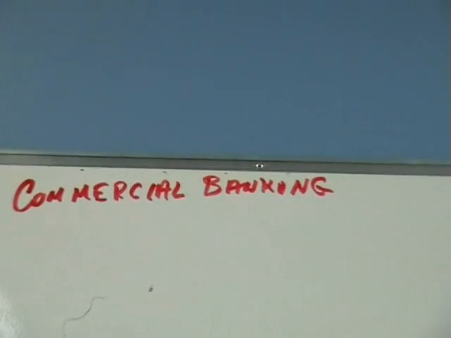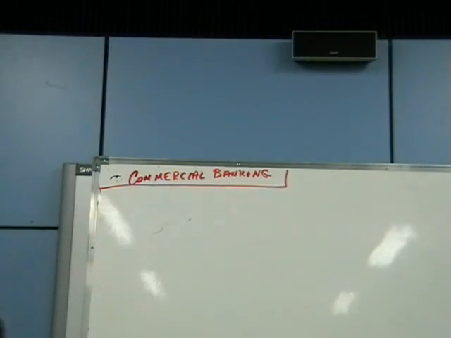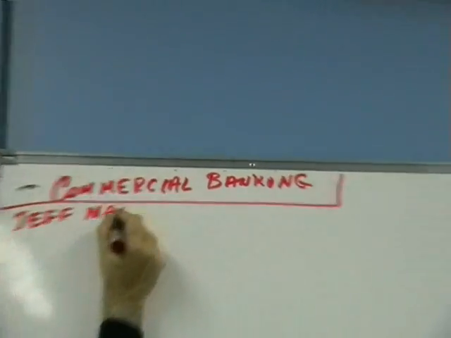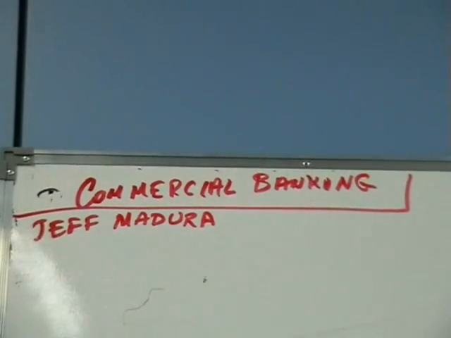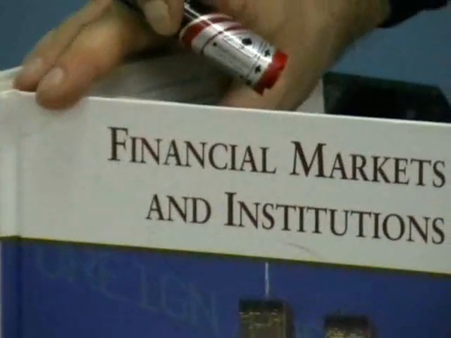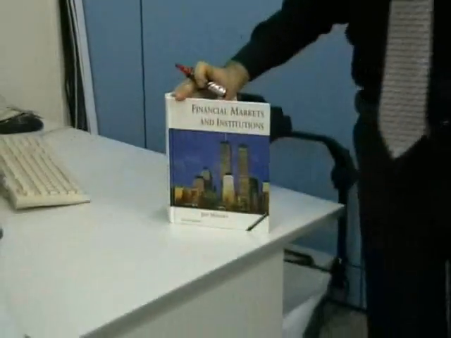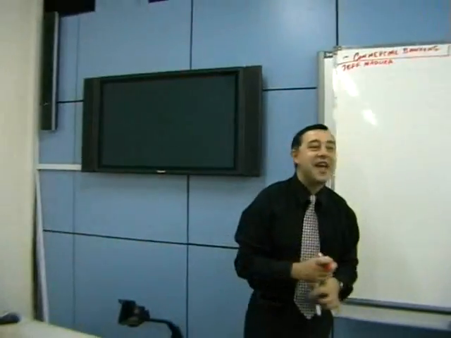Right, so we begin with commercial banking, and I begin from the textbook of Jeff Madura, called Financial Markets and Institutions. You may try to zoom in real big. I'm teaching from the 5th edition, and you have which edition? We have the 8th edition. Okay, so you're way ahead of the game with me.